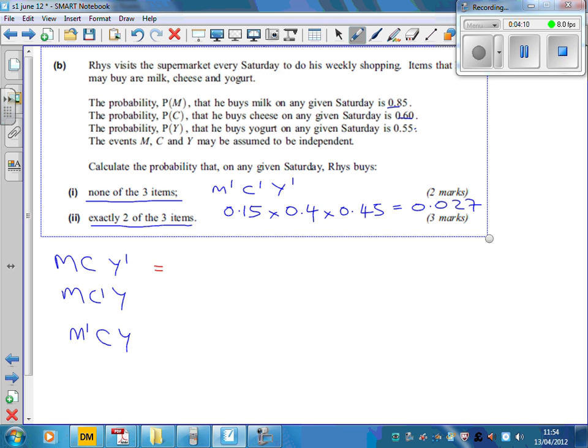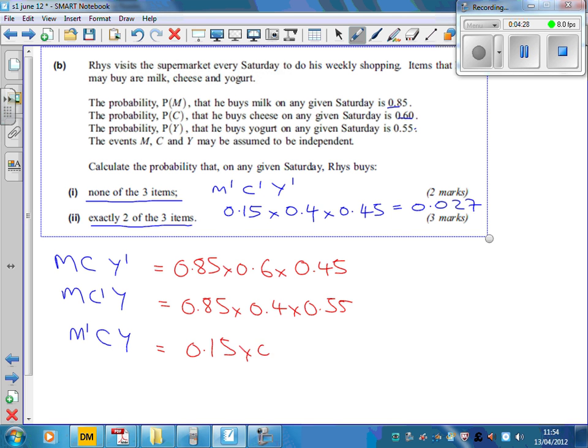So milk, cheese, but no yogurt. Milk, no cheese, but he does get yogurt. And here we've got no milk, but he does get cheese, and he does get yogurt. Times all of those together and add them all up to get the right answer.